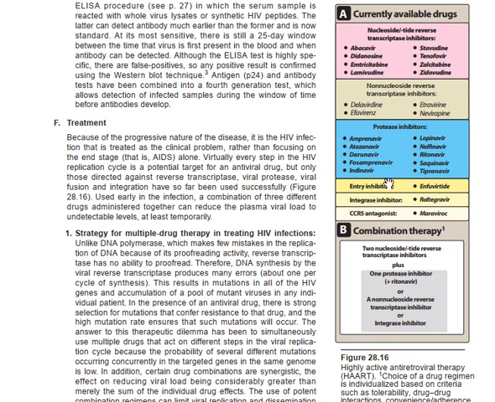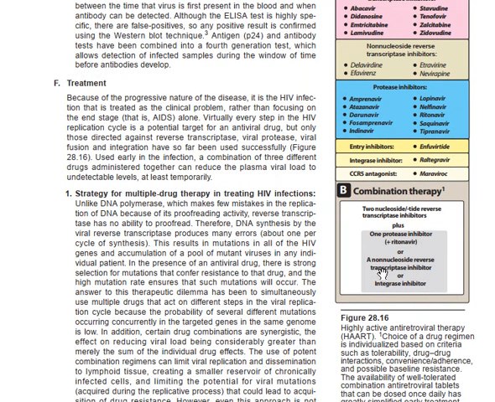Now, the entry inhibitor, you have enfuvirtide. Enfuvirtide is the one that inhibits the entry of the HIV into the cell. Integrase inhibitor, we have raltegravir. We have also the CCR5 antagonist, maraviroc. And now we have the combination therapy.